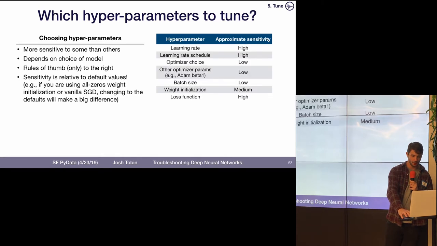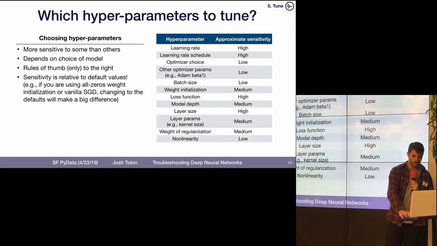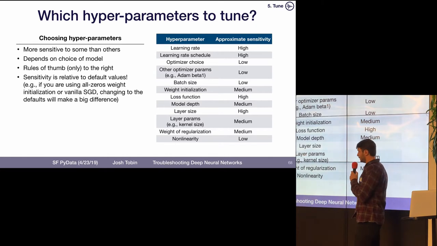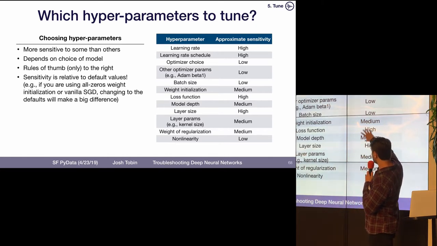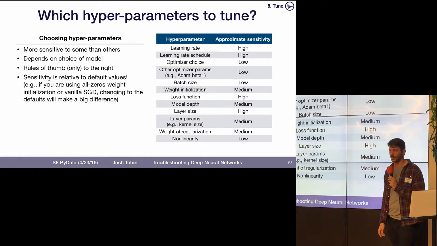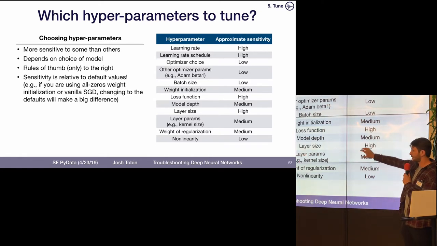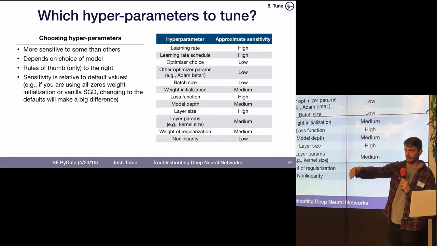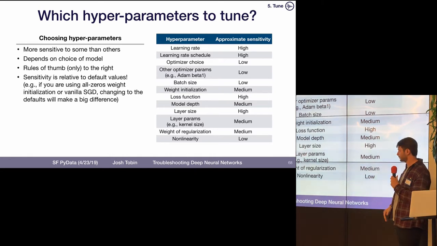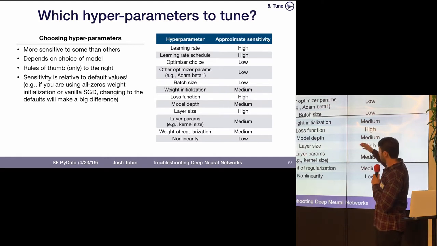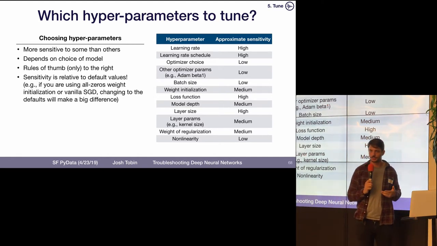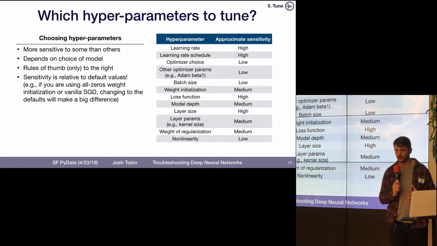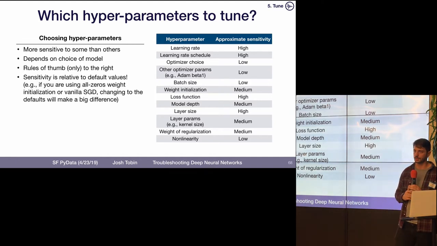The ones that stand out to me as the highest priority things to tune are anything having to do with your learning rate, so your learning rate, your learning rate schedule, and the size of your layer. So do you have 128 filters, or do you have 512 filters? And then your specific loss function, if you have some choice about that. These are all things that I've seen almost always make a big difference, and so they'll usually be the first things I try. But really, there's no substitute for building intuition about your problem here.